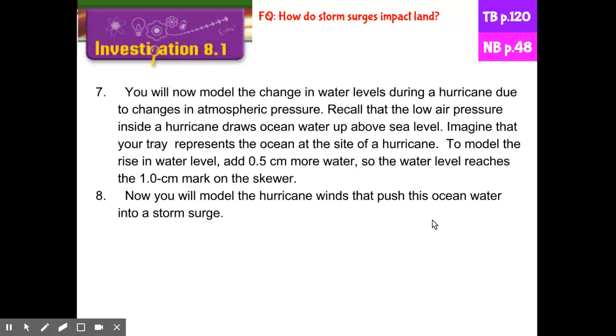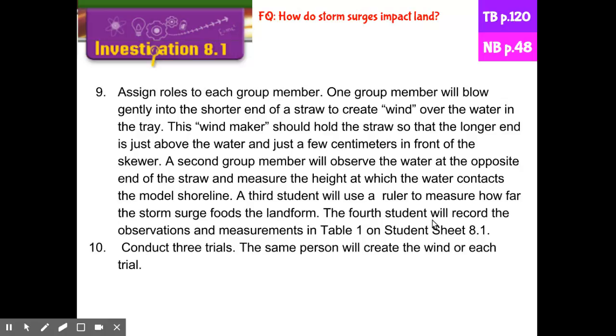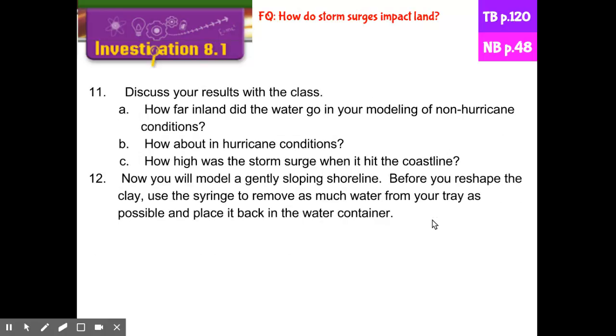You will now model the change of water levels during a hurricane due to the changes of atmospheric pressure. Recall that low pressure is inside of a hurricane and draws the water upward. Imagine that your tray represents the ocean, and to model this, you're going to add water to make it 1 centimeter deep. Each person is going to have a role. One person needs to use the straw to blow gently across the water to create wind. This wind maker should hold the straw at the longer end, just above the water. And the second member needs to observe what the water is doing at the end of the straw. You're going to do this 3 times, and the same person should be the straw person and the observer.